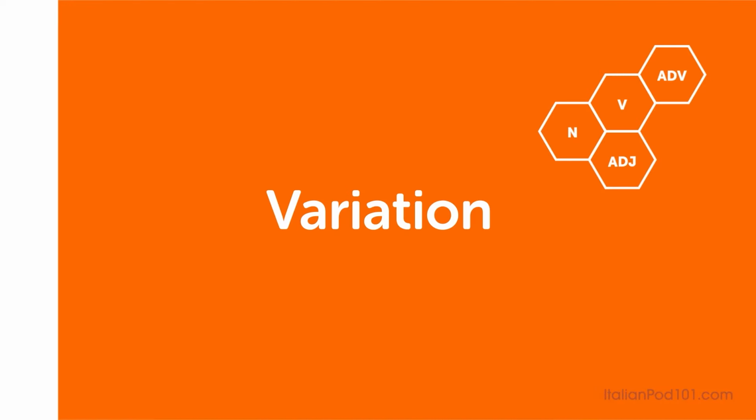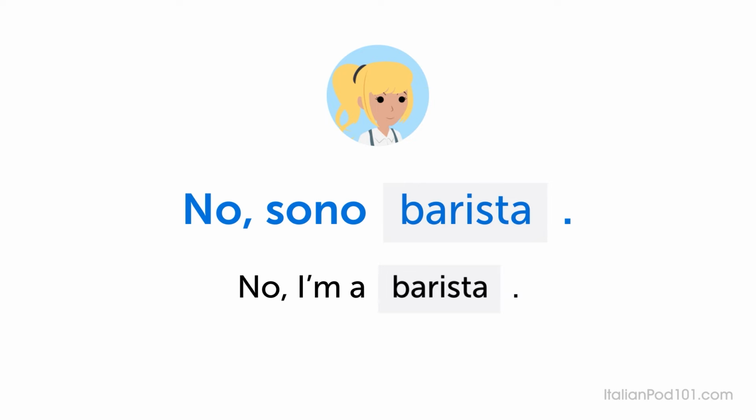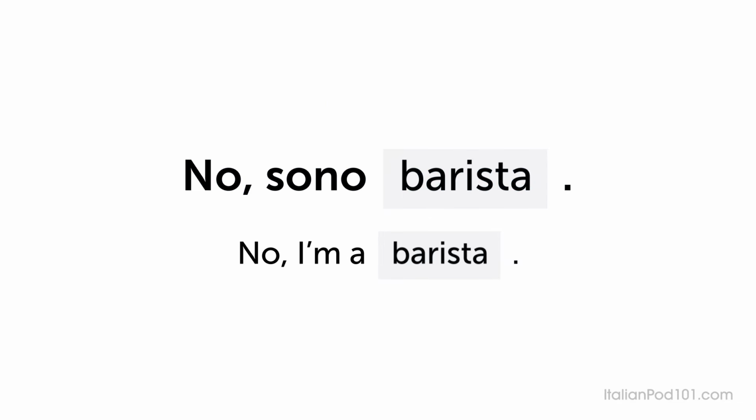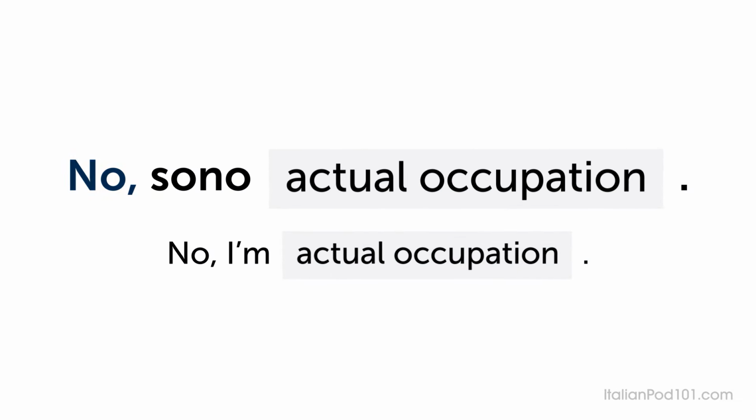Did you notice how the last speaker omits part of the response? No, sono barista. No, I'm a barista. When directly responding to someone's question, it's often possible to omit part of the response. Here, by simply answering no, there's no need to say non sono studentessa. I'm not a student. This pattern is no, sono actual occupation. No, I'm actual occupation.